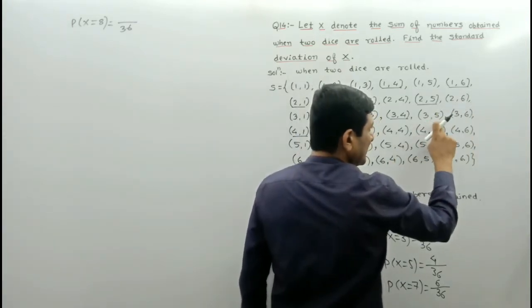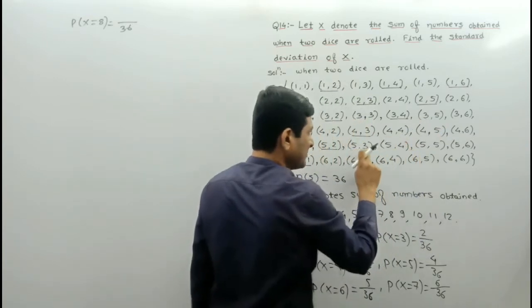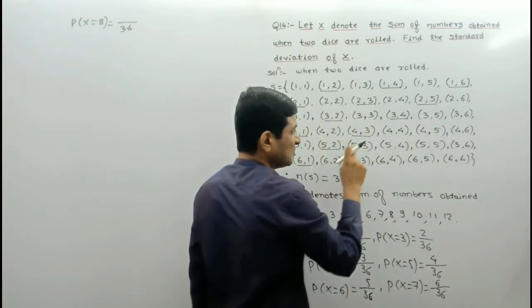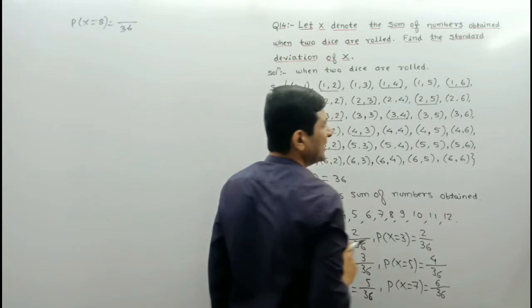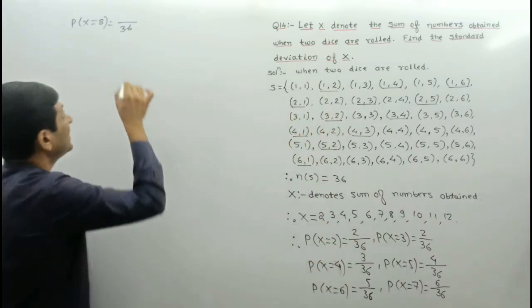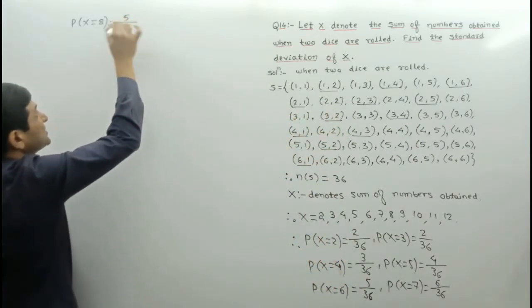Here also 8: 3 + 5 is 8, 4 + 4 is 8, 5 + 3 is 8, and 6 + 2 is 8. That means 1, 2, 3, 4, 5 — a total of 5 elements out of these 36 where the sum is equal to 8.